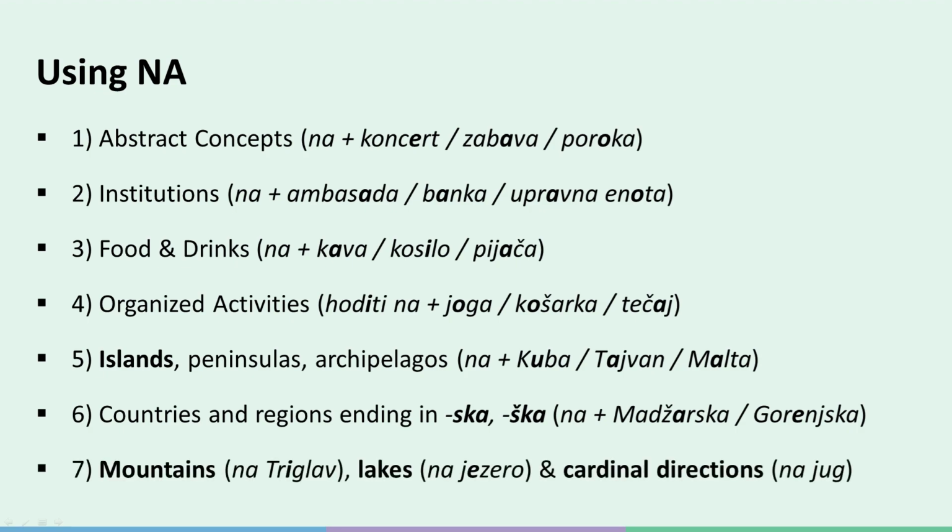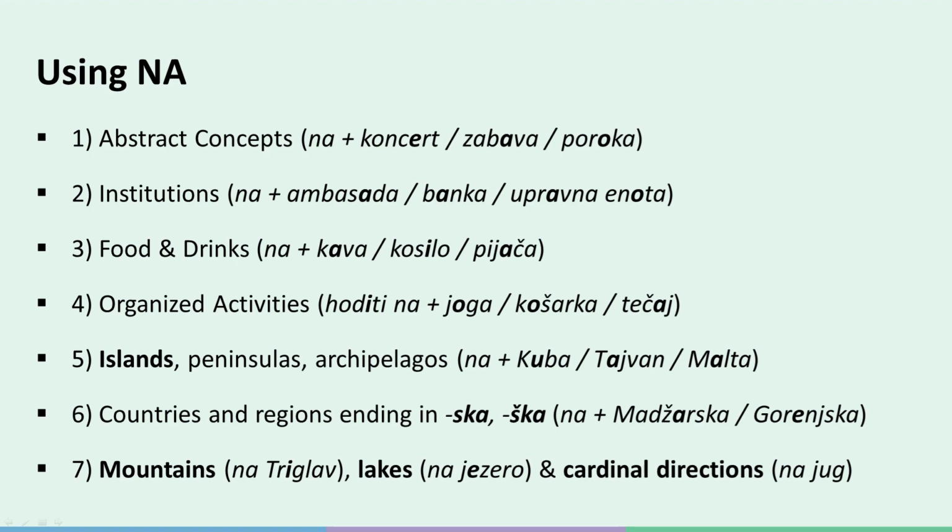With mountains, hills, lakes, and cardinal directions, use na as well. To go to Triglav is iti na Triglav. To go to a lake is iti na jezero. And to go south is iti na jug. Well, I think that's plenty on using na. Hopefully, you'll find it useful.